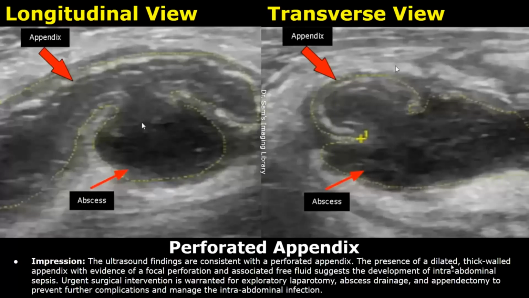The presence of a dilated, thick-walled appendix with evidence of focal perforation and associated free fluid suggests the development of intra-abdominal sepsis. Urgent surgical intervention is warranted for exploratory laparotomy, abscess drainage, and appendectomy to prevent further complications and manage the intra-abdominal infection.